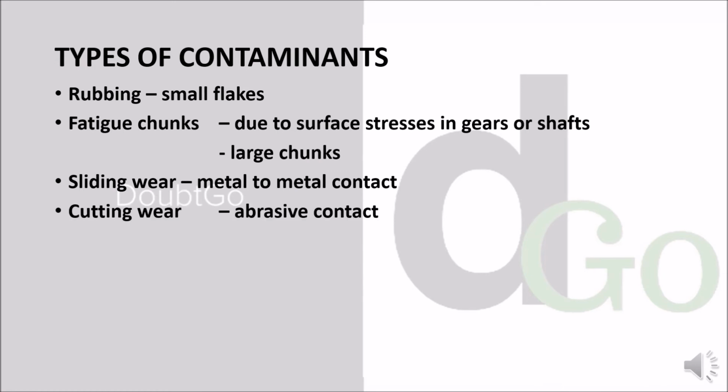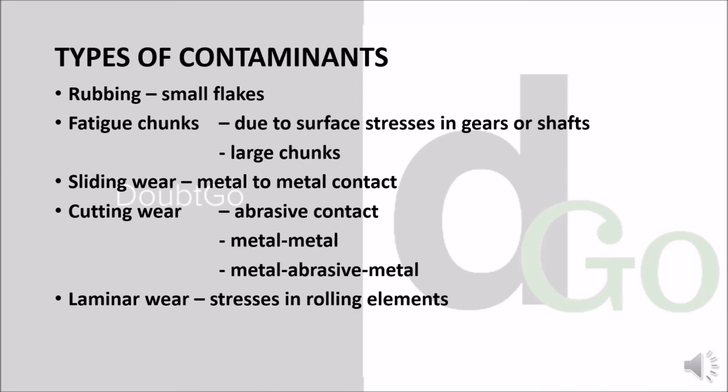Cutting wear is an abrasive type of contact. The contact may be between metal and metal, or between metal, contamination and metal. The chunks that are formed are in the form of curls. Laminar wear is due to stresses in rolling elements like bearings, and thin flat flakes of metal are formed, along with the presence of oxides and rust due to aging.